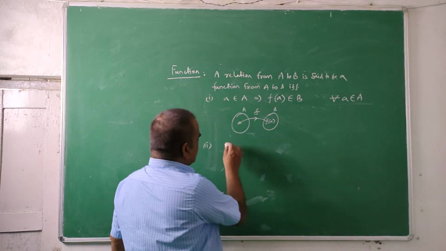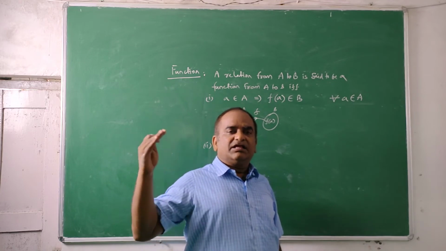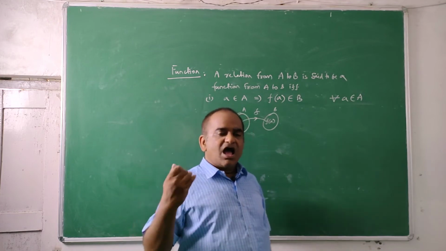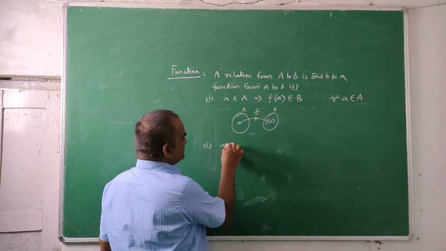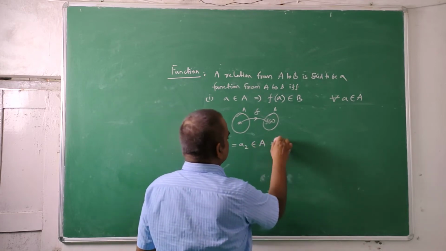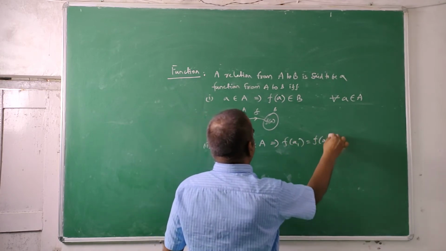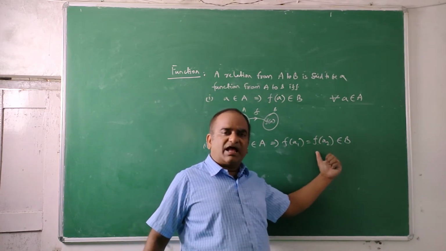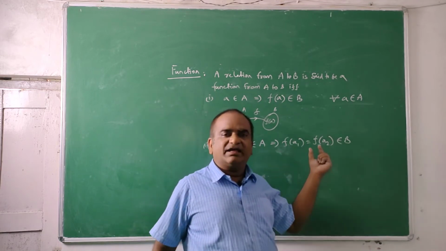So, for a single element of A, there should not be two different images. How do you mathematically express this? See this second point. Whenever A1 and A2 are equal in A, then the corresponding images f of A1 and f of A2 which are in B, those also should coincide. The identical elements of A should have identical images in B.